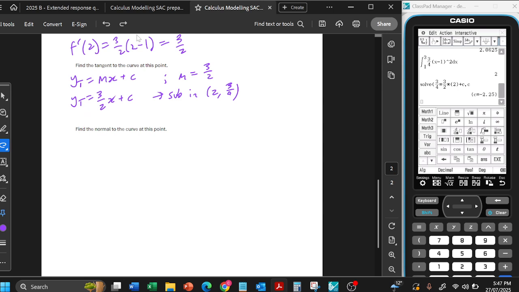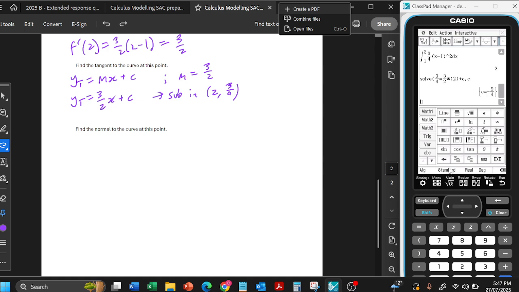It's telling me that c should be equal to negative 2.25, which I want to get as a fraction. So that's negative 9/4, and we find that the tangent line is equal to this equation right here. So that's the equation of the tangent. Next question, what is the equation of the normal?